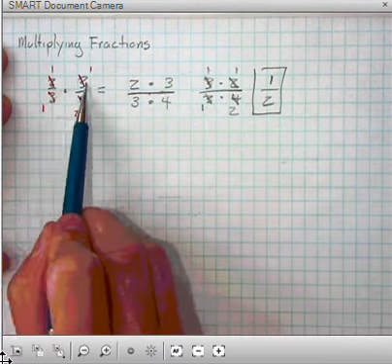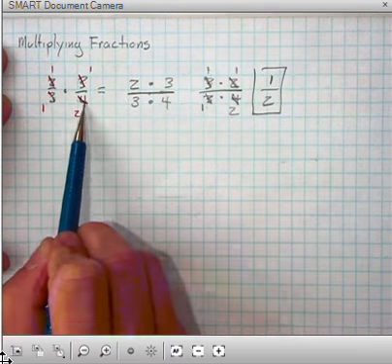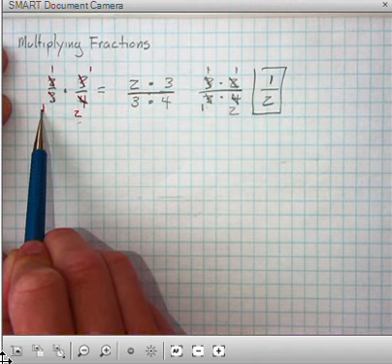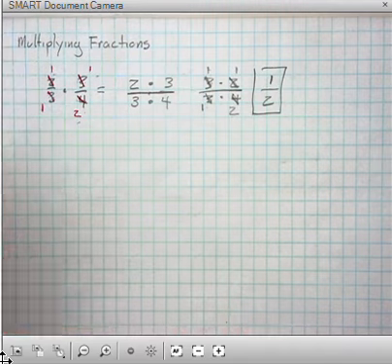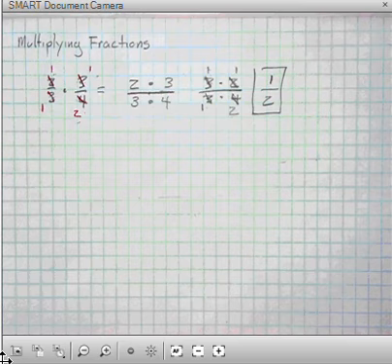Same way here. All I did was I canceled: 2 goes into 2 once, 2 goes into 4 2 times. 3 goes into 3 once, 3 goes into 3 once. Then multiply across. It sounds confusing at first, but once you see a few examples, it's really not that tough.